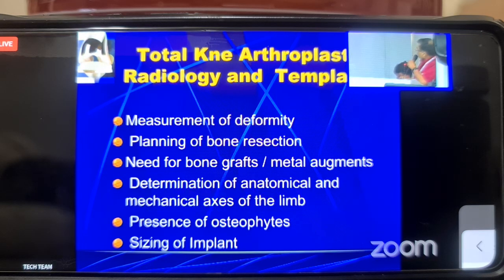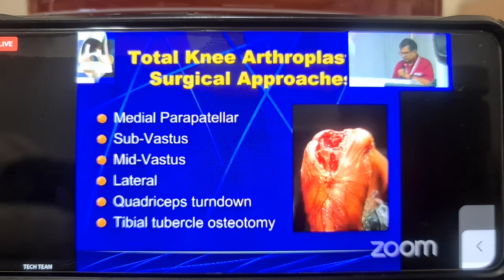Templating is perhaps more useful in the hip, but in the knee you can still do templating, so that will give you an approximate idea of the size of the implant to be used. How much is the deformity? You need to measure it so you know your resections, planning of bone resection, whether you need grafts, metal augments, and determine the anatomical and the mechanical axis of the limb. We'll look at this in some more detail subsequently. Osteophytes need to be removed at surgery.